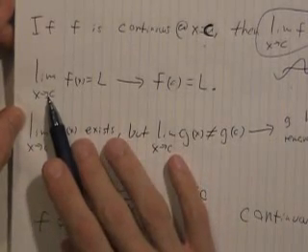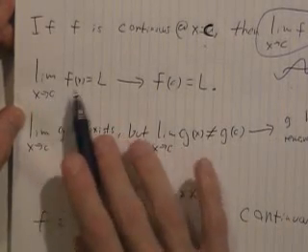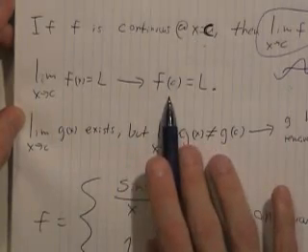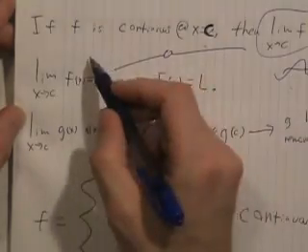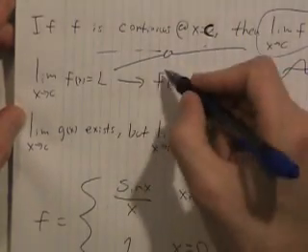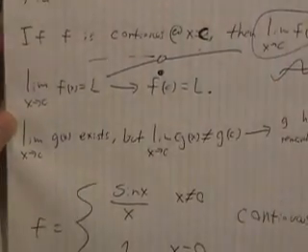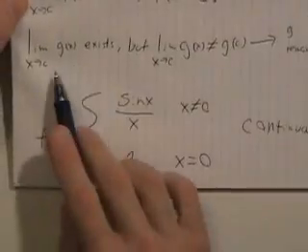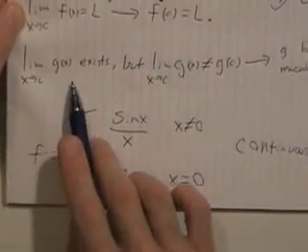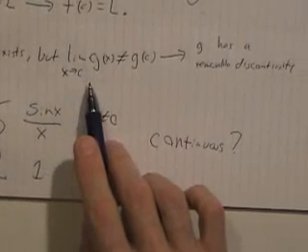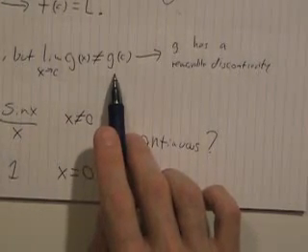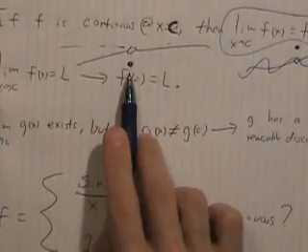Okay. This is what I was talking about with the latest problem. The limit as x approaches c is L. Does that imply that f of c is L? No, because once again you could have a situation like this, where the limit is this y value, but the value of the function is something else. So that's false. The limit as x approaches c of g of x exists, but the limit as x approaches c of g of x does not equal g of c. That's exactly this situation here.